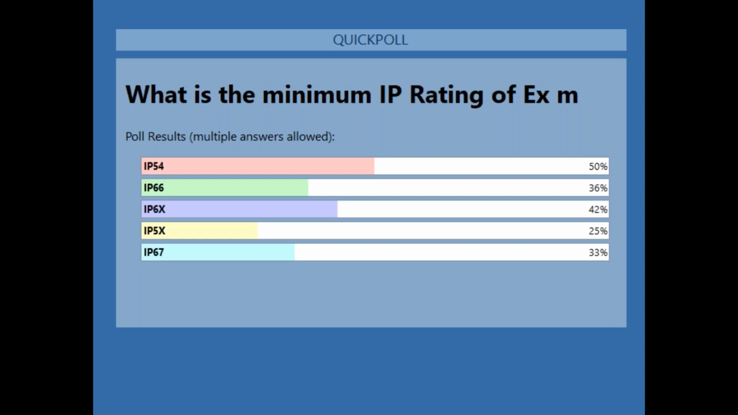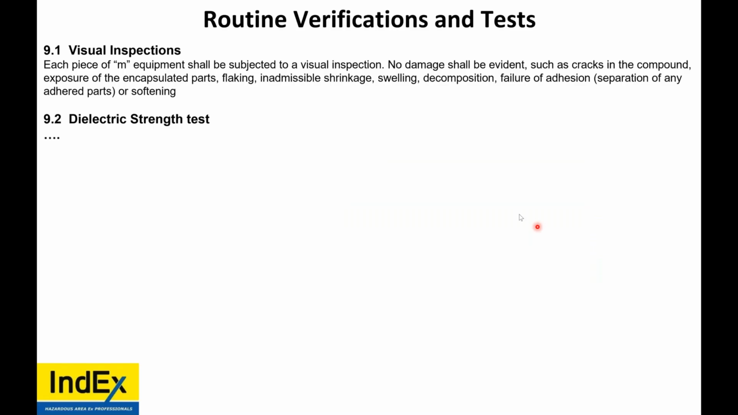IP67 is not rated for IP X6 or X5, and I still call into question any of the numbers below that. So remember, IP67 does not give you 66. Please watch our webinar number 4 and number 5 to understand IP ratings. So this one is a contentious one. Next question.